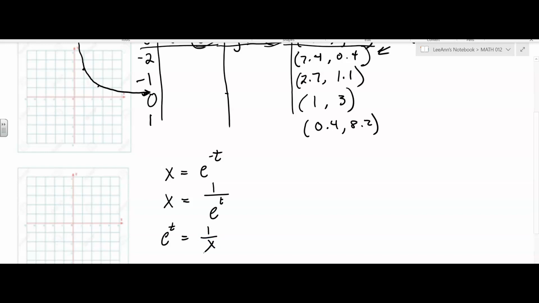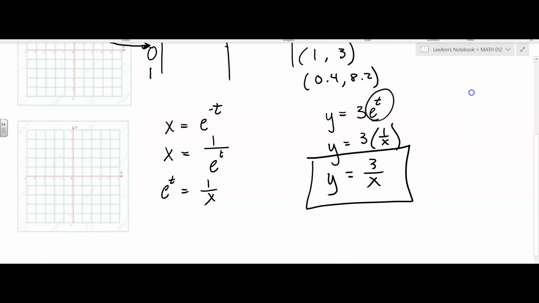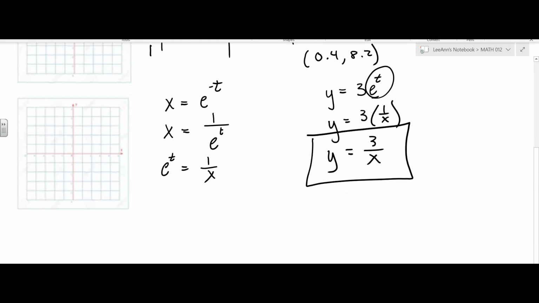Okay, now we're going to go to that equation that I just lost, which said y of t equals 3e to the t. Okay, but now we can replace this. So we're going to have y equals 3 times 1 over x, or 3 over x. Y equals 3 over x. That's the Cartesian equation. Now that should look familiar. It's one of our library of functions, right? It's a reciprocal function.